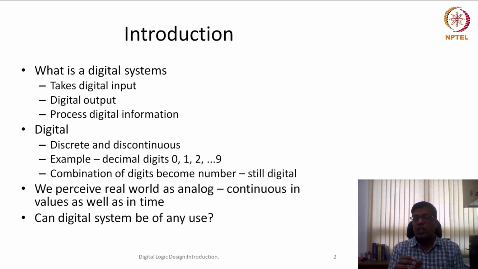You can have 23.1, 23.11, 23.10001. In such a way we can have infinite possibilities between any two numbers, but because digital numbers are discrete, there is no possibility of anything between 22 and 23. If we combine multiple such digits, it will become a large number, but it will still be digital in nature. This is the meaning of digital.